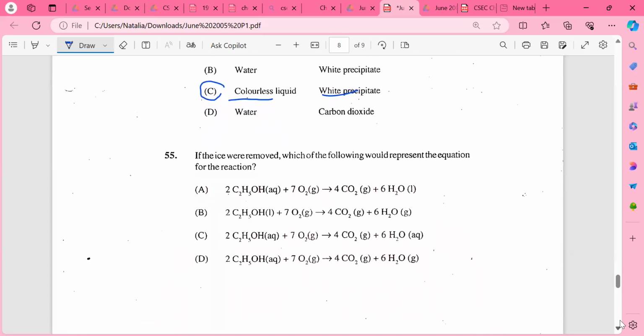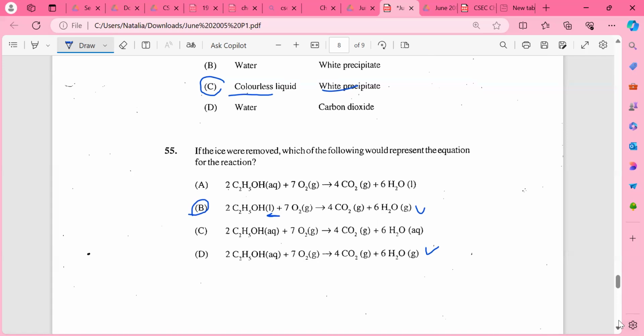If ice is removed, that means for the water, we're going to get water in the gaseous state. So the ones where water is gas is these two. So let's balance. Ethanol is a liquid. So this is going to be our correct answer. They're identical except for the state symbol. So ethanol is a liquid.